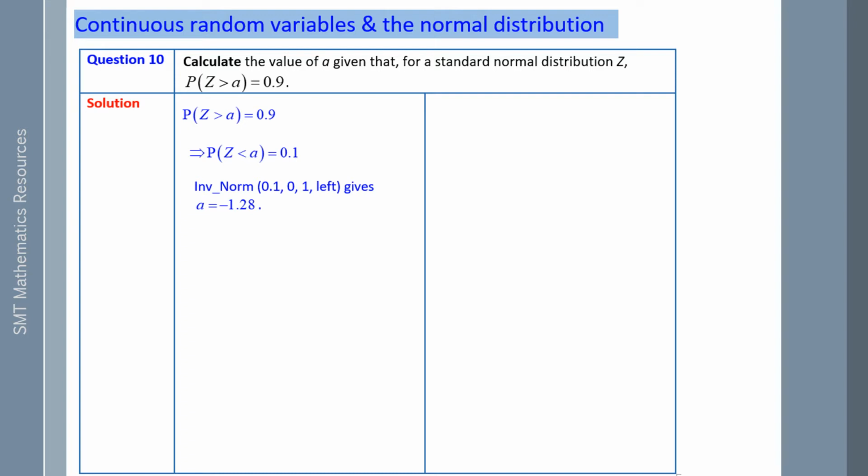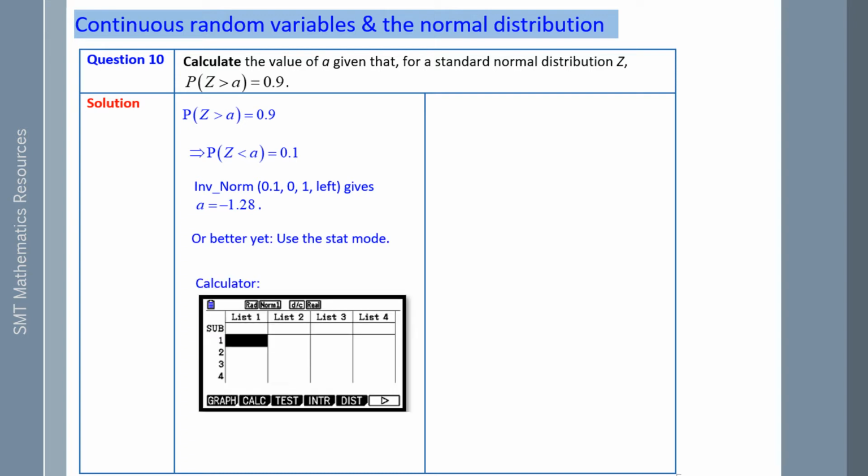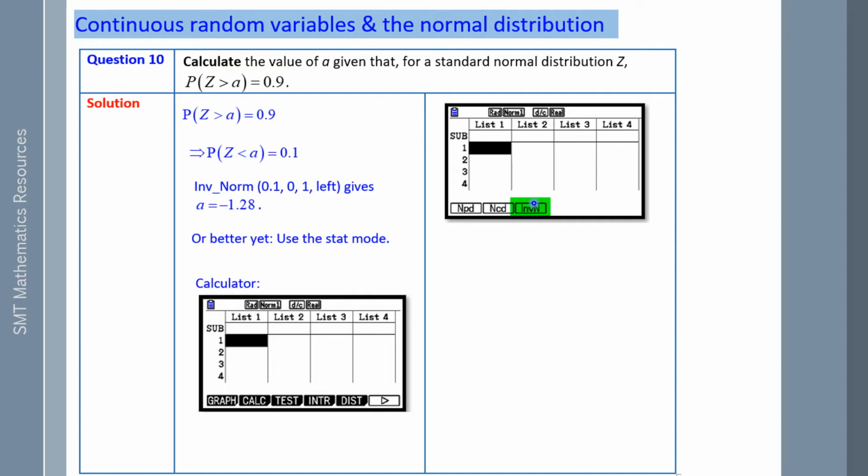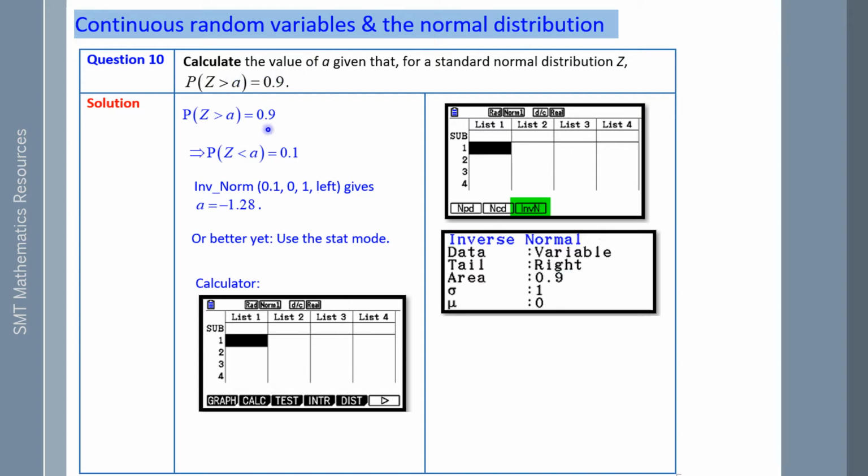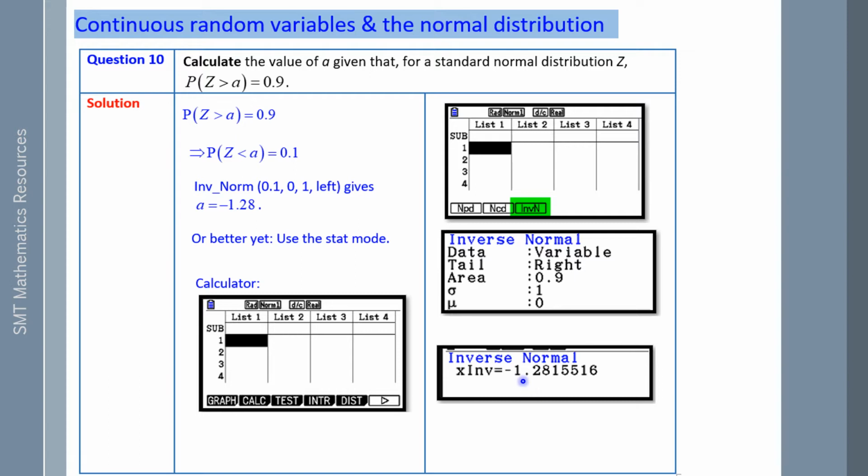Now, if you use the inverse normal calculations on your calculator, A is actually a negative Z-score, which is negative 1.28. Or better yet, we use stat mode. The calculator will go to our stat mode and choose distribution, which is here. We'll choose inverse normal, meaning you want to find the A value instead of the probability, the area. We're just saying greater than, that's to the right, and our area is 0.9, our standard deviation is 1, and our mean is 0. Press enter, and the answer is negative 1.282, which we have up here.